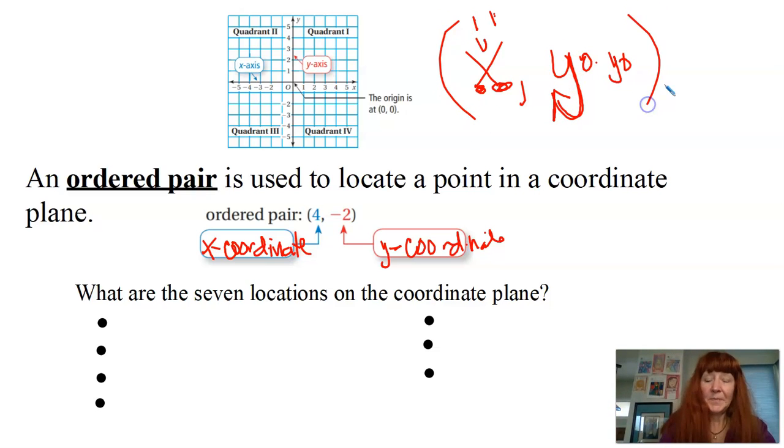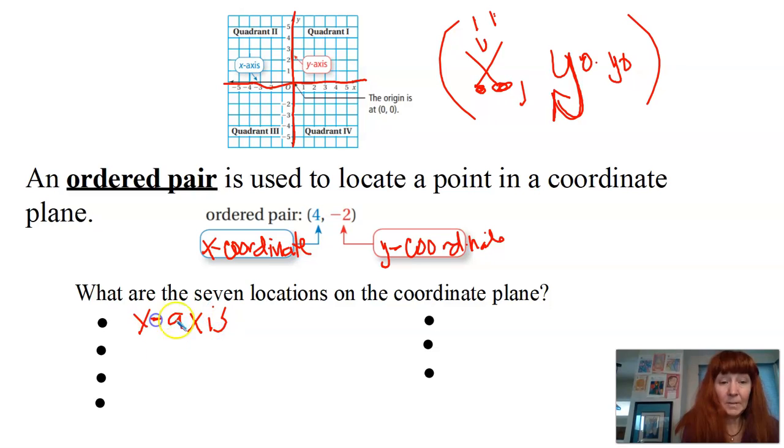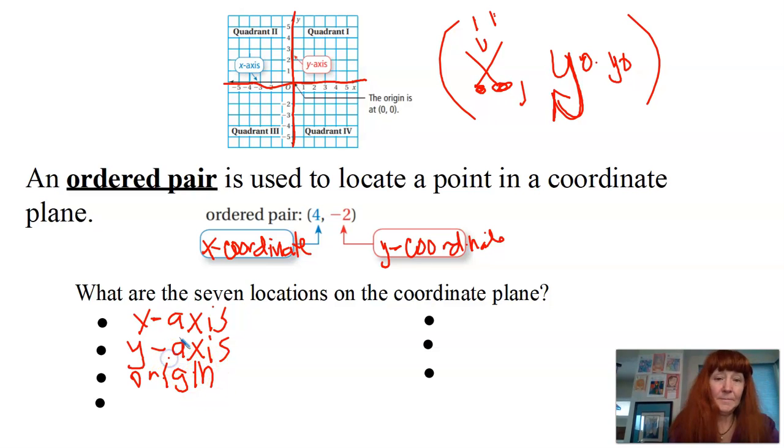So ordered pairs are kind of like if you've ever played Battleship, there's a row of letters and a row of numbers that indicate a place in the ocean for the battleship. And then I'm just asking you, what are the 7 locations on the coordinate plane, just to make sure that you know what they are. There's the x-axis here. There's the y-axis in this direction. So we're going to make a list. We have the x-axis. We have the y-axis. We have the origin. That's almost what I start with every single time I make a graph. I need the x-axis, the y-axis, and I need to know where the origin is.